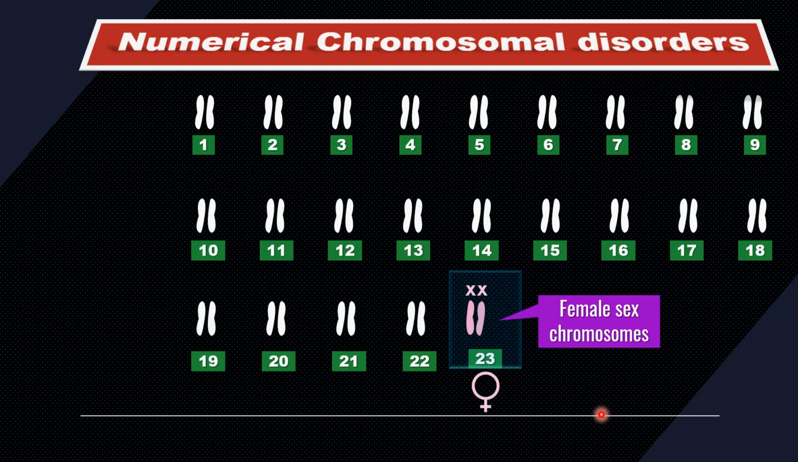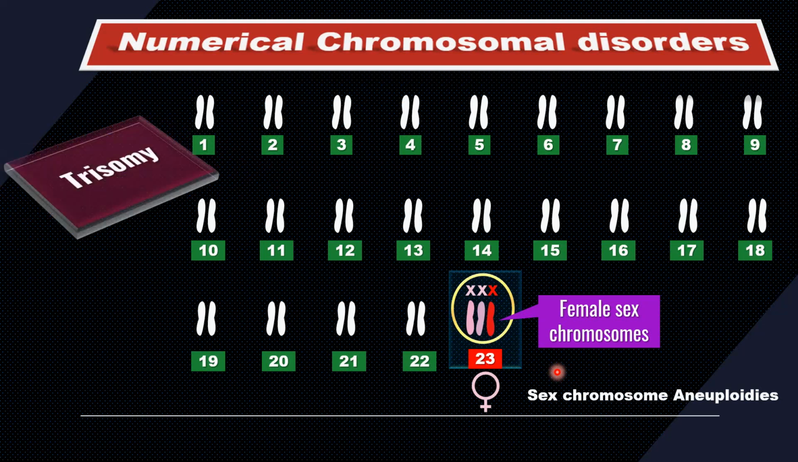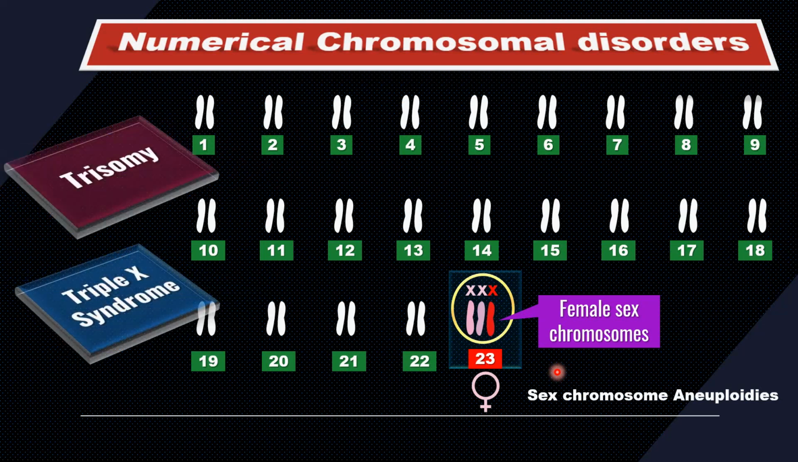This is a diagrammatic illustration of a female karyotype where, in the 23rd pair, we have two copies of the X chromosome. So this is normal. Now suppose one more copy of X is added here. So this also becomes trisomy, and these disorders are called sex chromosome aneuploidies. Trisomy, and the syndrome is called triple X syndrome.